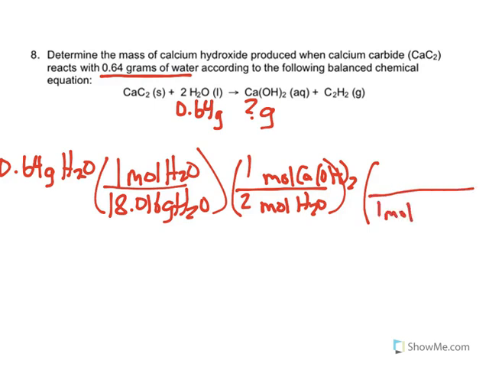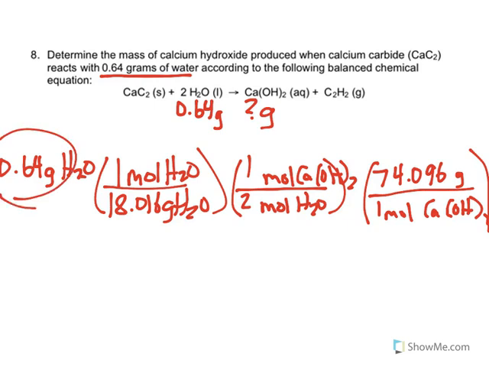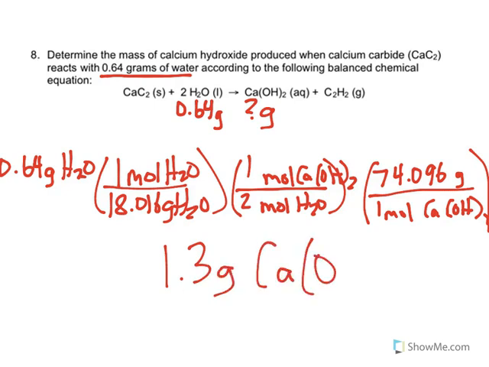And lastly, 1 mole of Ca(OH)2. And we'll have to add up that molar mass. I don't know that one off the top of my head. It's 40.08 plus 16 times 2 plus 1.008 times 2. Gives me a molar mass of 74.096 grams. Multiply across the top, divide across the bottom to 2 sig figs. We end up getting 1.3 grams of Ca(OH)2.